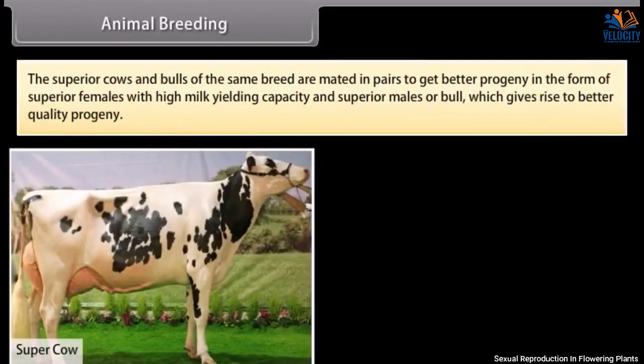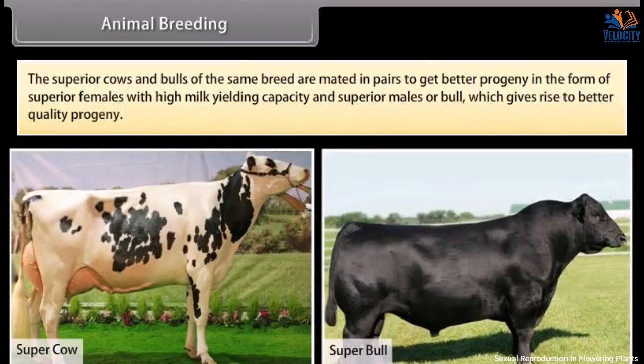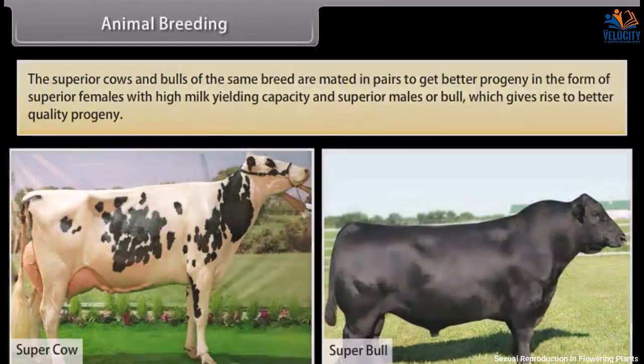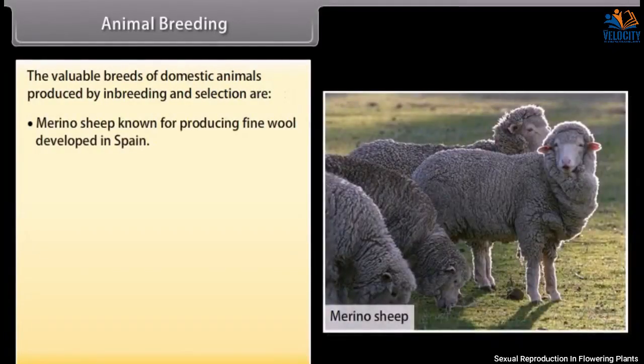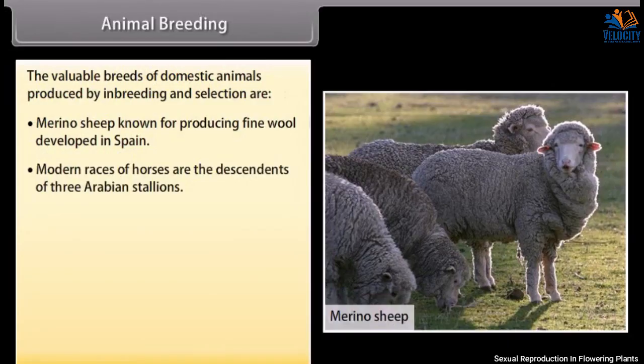The superior cows and bulls of the same breed are mated in pairs to get better progeny in the form of superior females with high milk yielding capacity and superior males or bull, which gives rise to better quality progeny. The valuable breeds of domestic animals produced by inbreeding and selection are: Number 1. Merino sheep, known for producing fine wool, developed in Spain. Number 2. Modern races of horses are the descendants of 3 Arabian stallions.